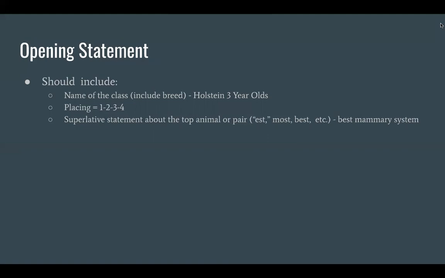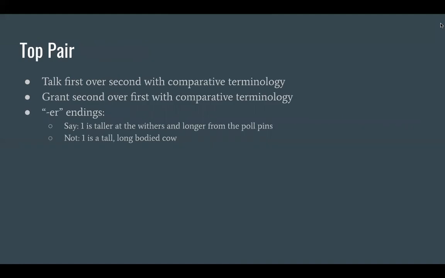Say it's a very obvious top individual, you could say the cow with the best mammary system. You don't have to say top pair. You can say the top individual if it's a very obvious top placing. For your top pair, you're going to talk first over second using comparative terminology. Then you're going to grant. So grant 2 over 1. And that will help you move into your second pair.